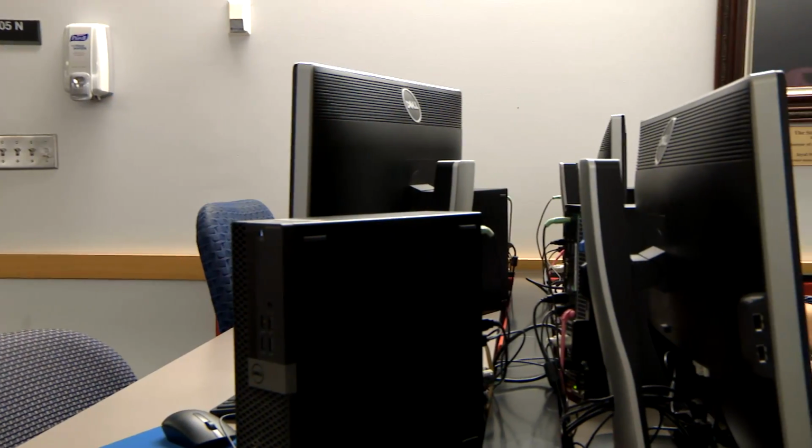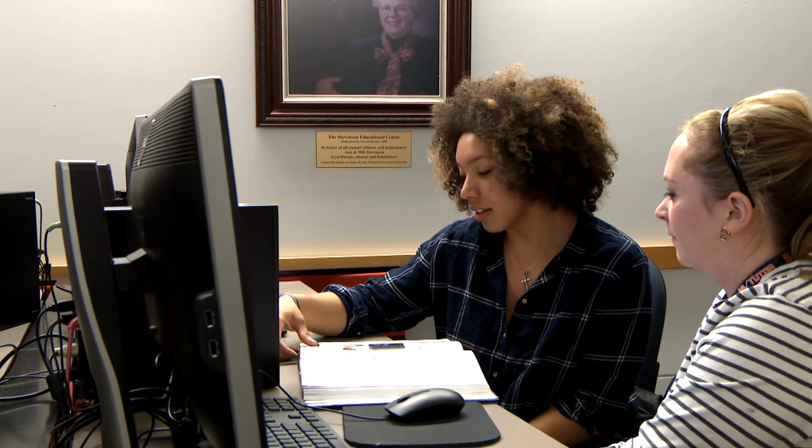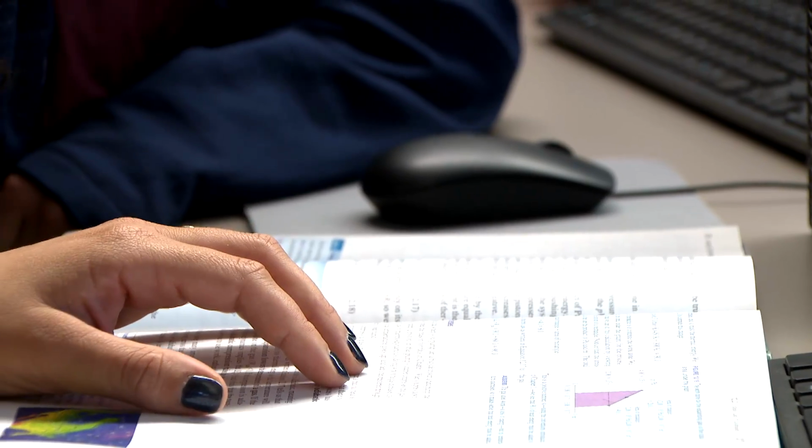So we start before they get here, and it's really through graduation that we're supporting them, making sure that they have the tools that they need so when they leave Syracuse University, they leave not only as a proud alumni, but they also leave with options of what they want to do long-term in the future.